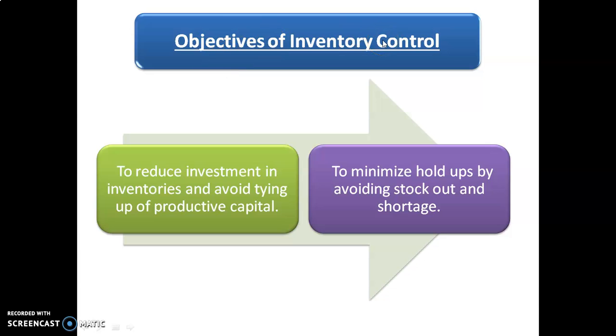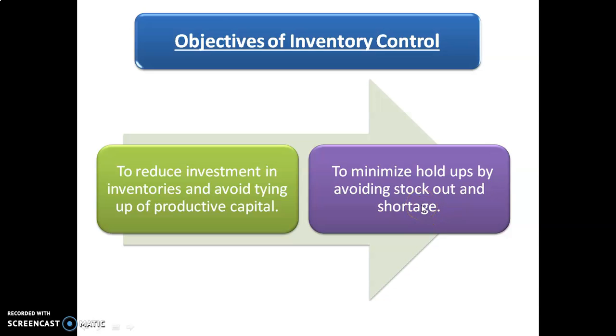The objectives of inventory control. First objective is to reduce the investment in the inventories and avoid tying up of productive capital, meaning to have a regular and uniform supply of material and to minimize investment in the inventory. Next is to minimize the wastage of raw material during storage and to minimize the misappropriation of the material. Second point is to minimize the holdups by avoiding stock out and shortage.